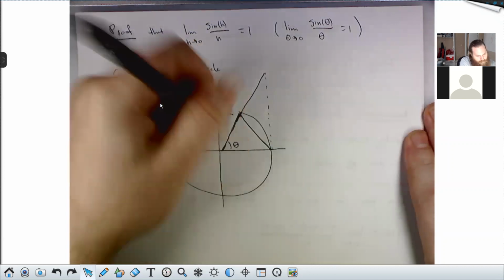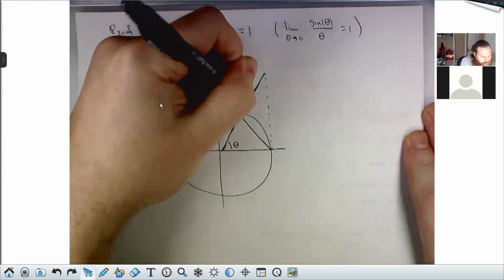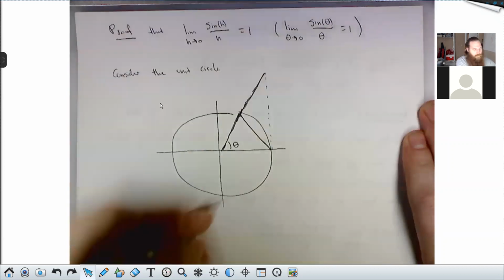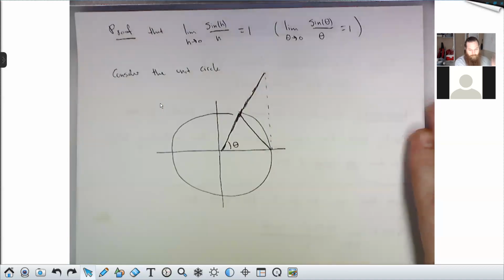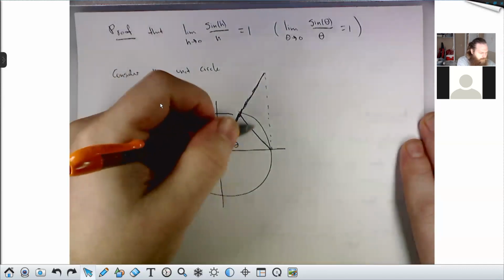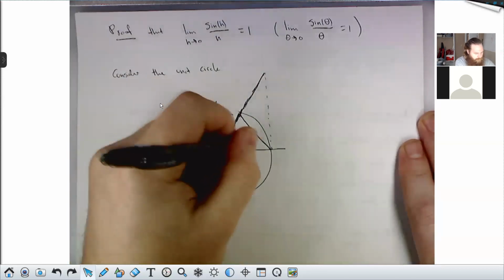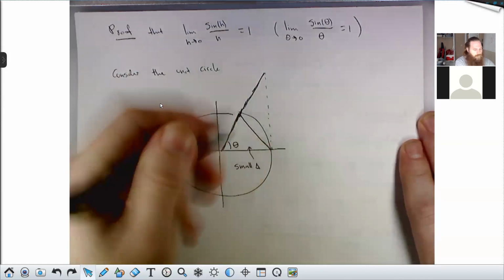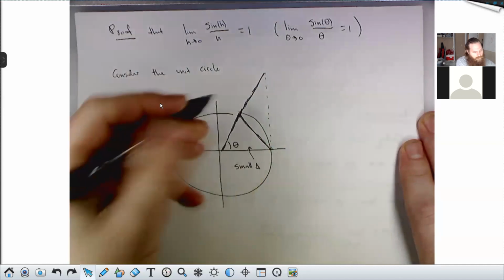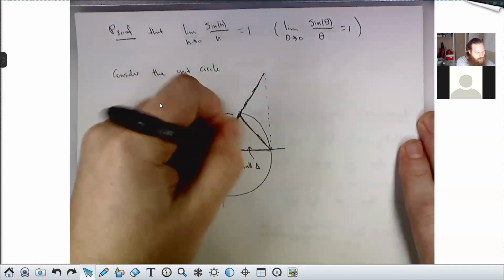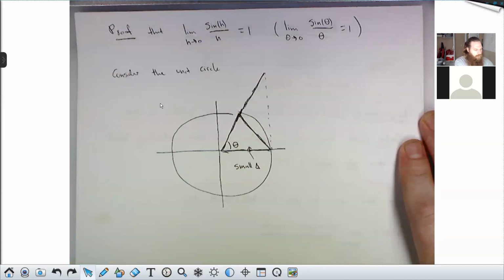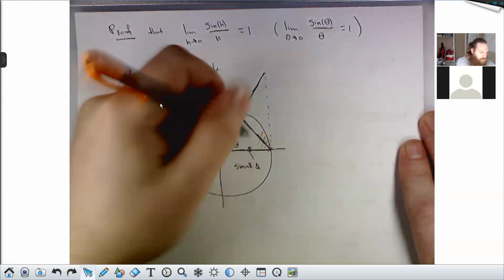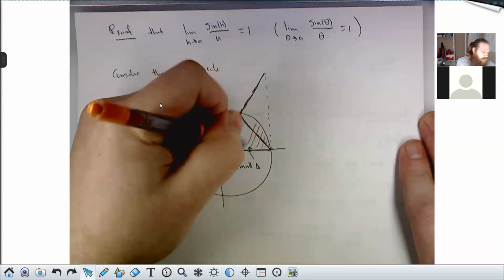By doing this, I've created three geometric objects whose relative sizes are fairly obvious from inclusion. What I mean by that here is I've got a small triangle in here, which is this guy. I have the area of the sector of the circle, which I'm going to shade in orange.